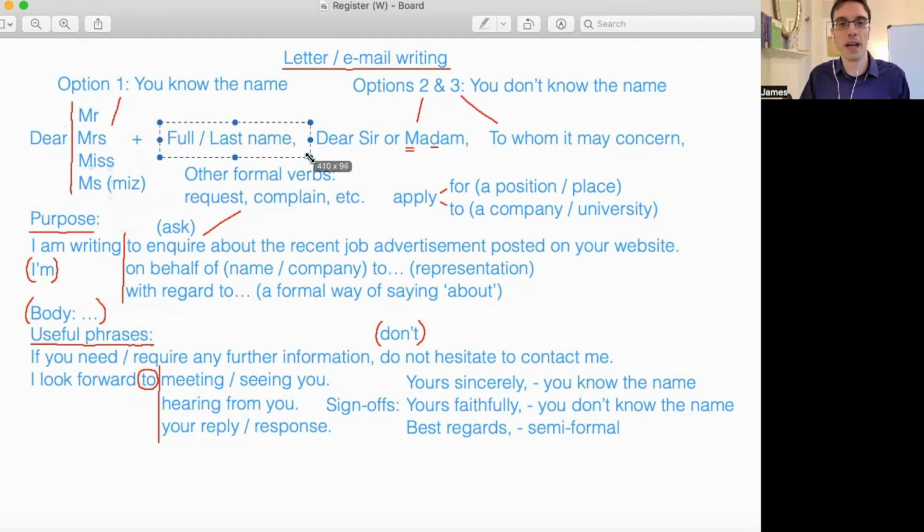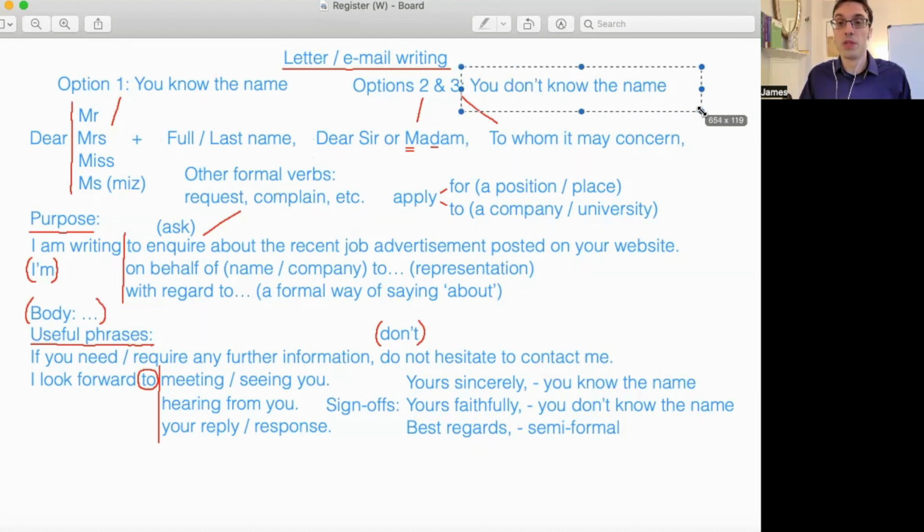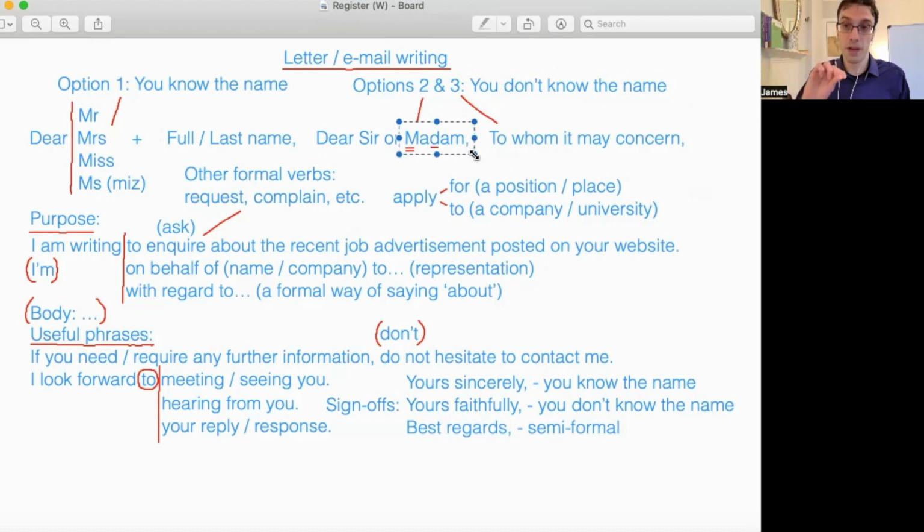And then you would follow that with the full name or the last name. So, for example, Dear Mr. Jones or Dear Mr. Jack Jones. The other two options are if you don't know the name. Number one would be Dear Sir or Madam. Now, this is taken from French, but it's pronounced differently. So we don't spell it with an E at the end, and you stress the first syllable, not the second. So it is pronounced madam, and then you have a comma at the end.